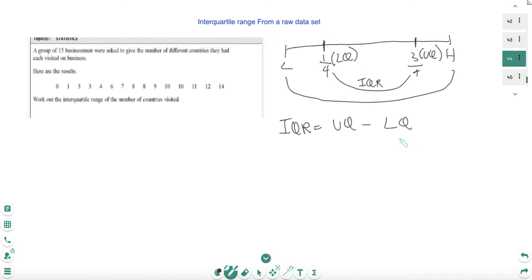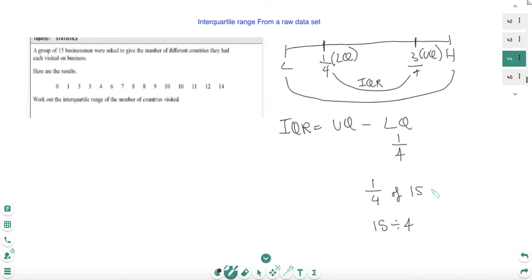So the lower quartile is the 1 quarter mark, okay? So there's 15 businessmen. We have to find 1 quarter of 15. Well, how do you find 1 quarter of 15? We can simply do 15 divided by 4. But the problem is, this won't give us a nice whole number. We're going to get like 3.75, which we don't really want. I don't want to look for a 3.75th business person.